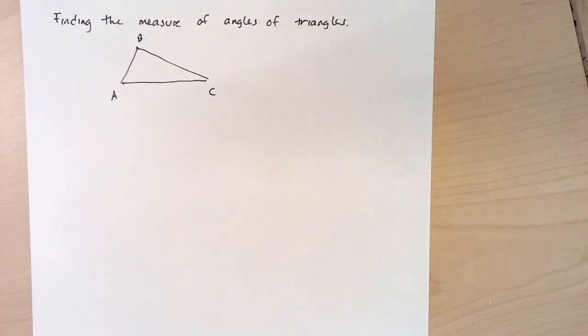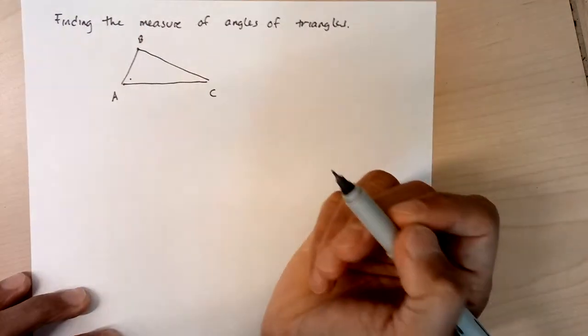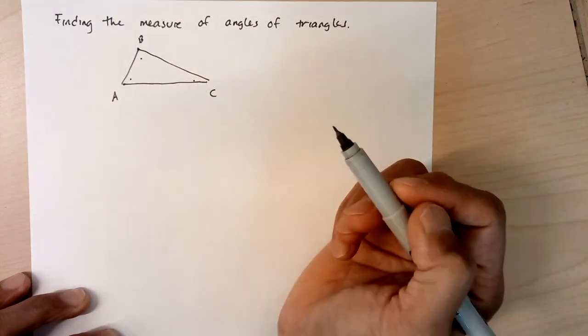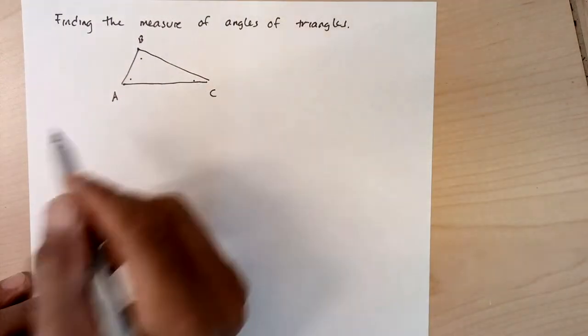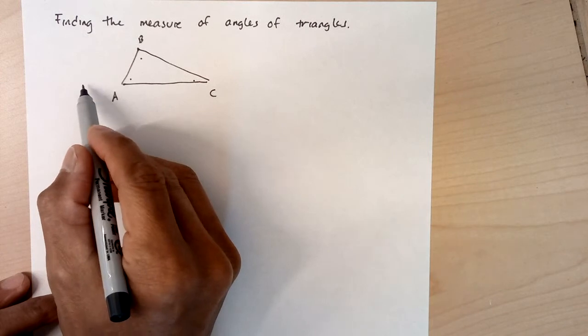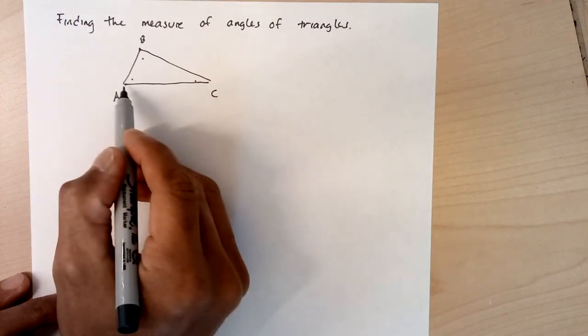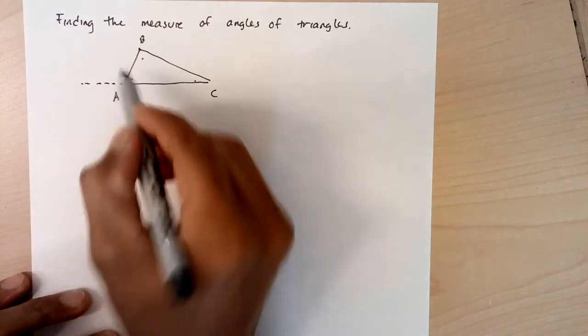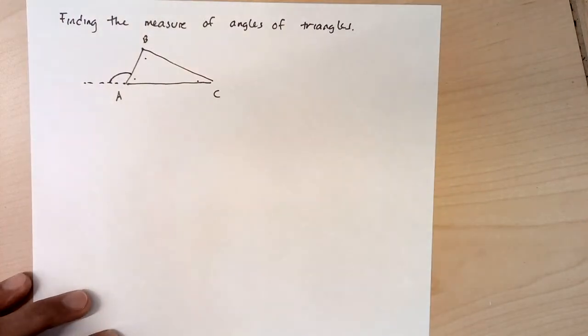Okay, when we talk about the angles of a triangle, usually we're talking about what are known as the interior angles. So if I said angle A in the triangle, that would be this angle right here, angle B, and then angle C. But if you extend the sides of a triangle, there are also exterior angles. For example, if I extend side AC, then this angle right here is an exterior angle. It's outside of the triangle.